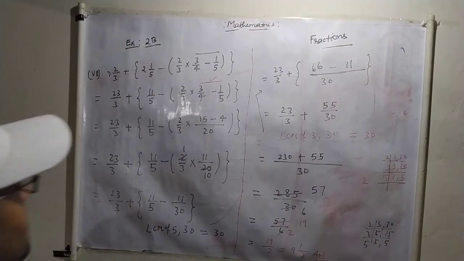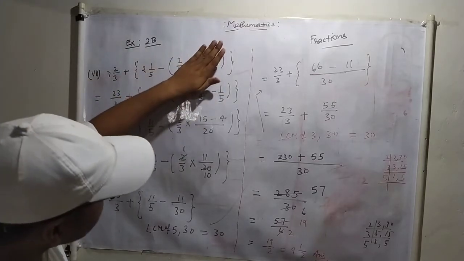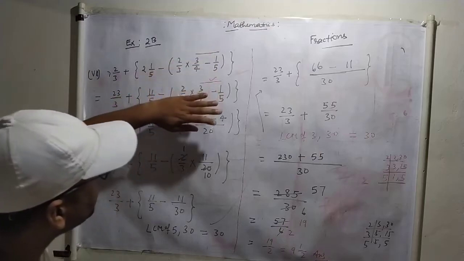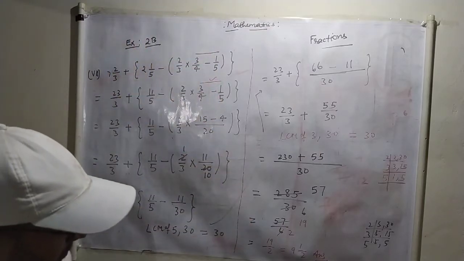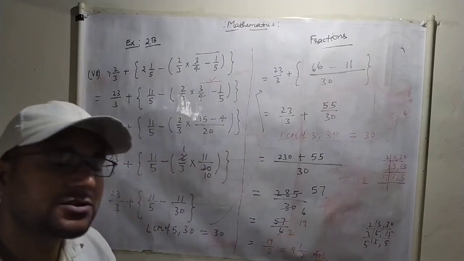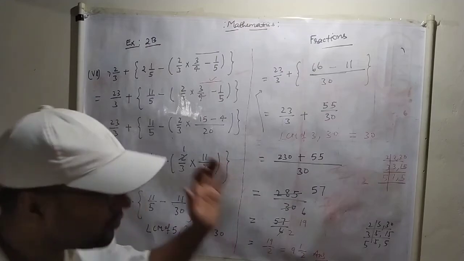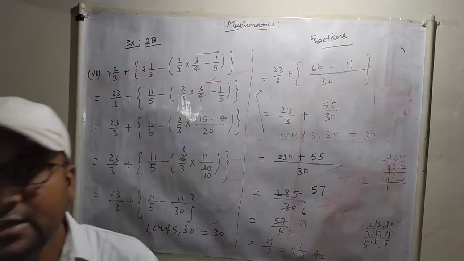So listen, students, bar bracket, first we solve this bar bracket. Whatever the operation is given, first solve this bar bracket, then after that you will solve the next step. So by doing this one, we get this answer, 9 whole 1 by 2, that is 19 by 2. That is the solution of this question.